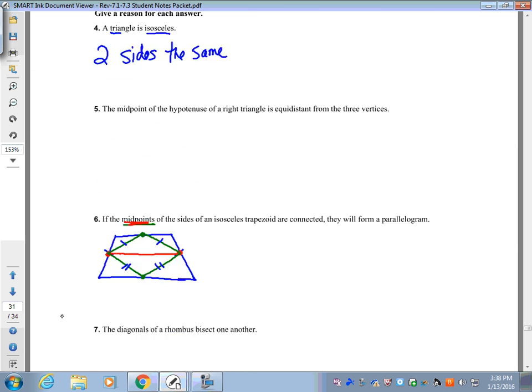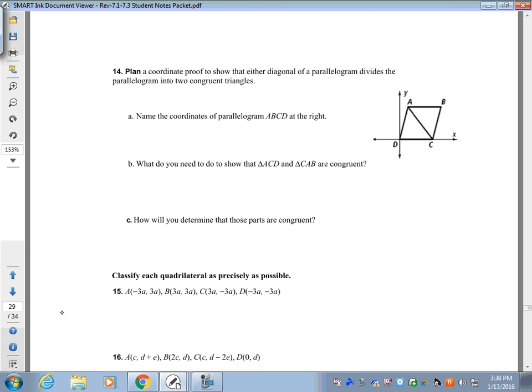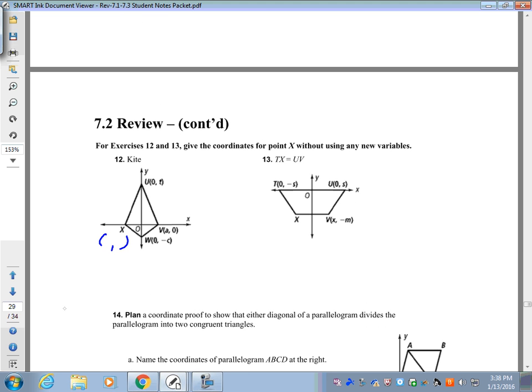Oh, you have to finish those. But there was a problem I missed that's going to be on the test. Where is it at? Oh. What? Yeah. Huh? Just do the evens.